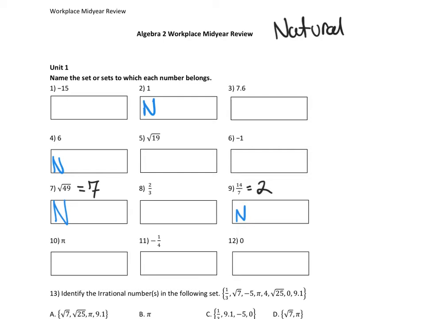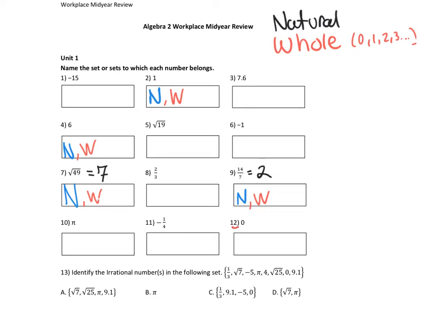Alright, then we have whole numbers as our next group. These just include 0 now, so it's 0 and the counting numbers. So all of our natural numbers are also whole, so I'm going to go ahead and put whole for all of the ones we already labeled as natural. And then we also need to add in 0, so 0 is number 12 here, so 0 is also whole.